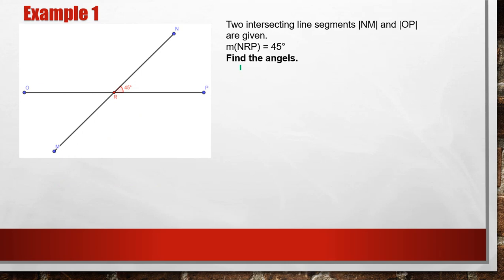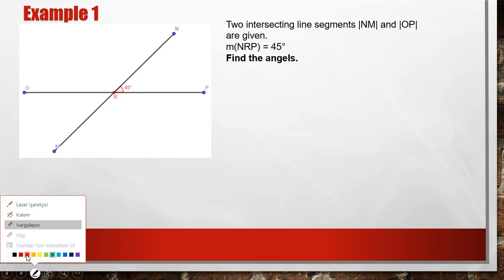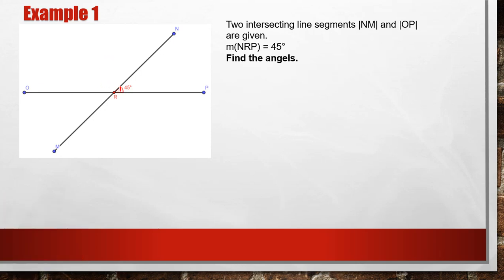Let's do the example. Two intersecting line segments NM and OP are given. The measurement of the angle NRP equals 45 degrees. Find the other angles. Let's find. But firstly, let's show vertical angles. Here is 45 and here is angle ORM, vertically opposite to this angle. So they are vertical angles and they are congruent.